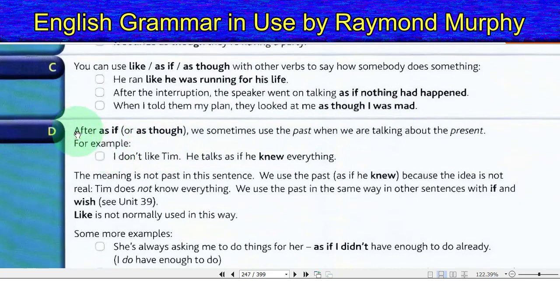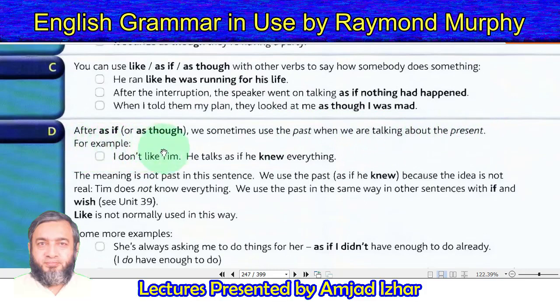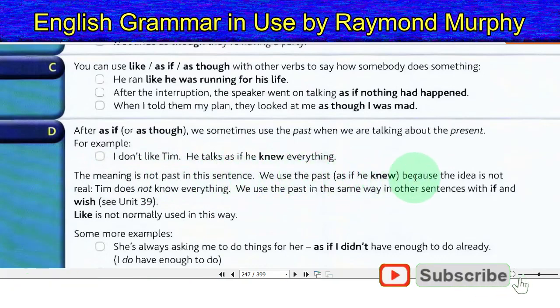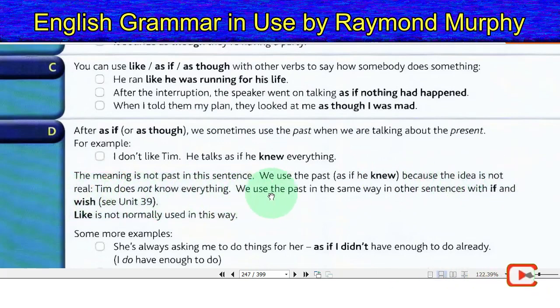D. After as if or as though, we sometimes use the past when we are talking about the present. For example, I do not like Tim. He talks as if he knew everything. The meaning is not past in this sentence. We use the past, as if he knew, because the idea is not real. Tim does not know everything. We use the past in the same way in other sentences with if and wish. See Unit 39. Like is not normally used in this way.